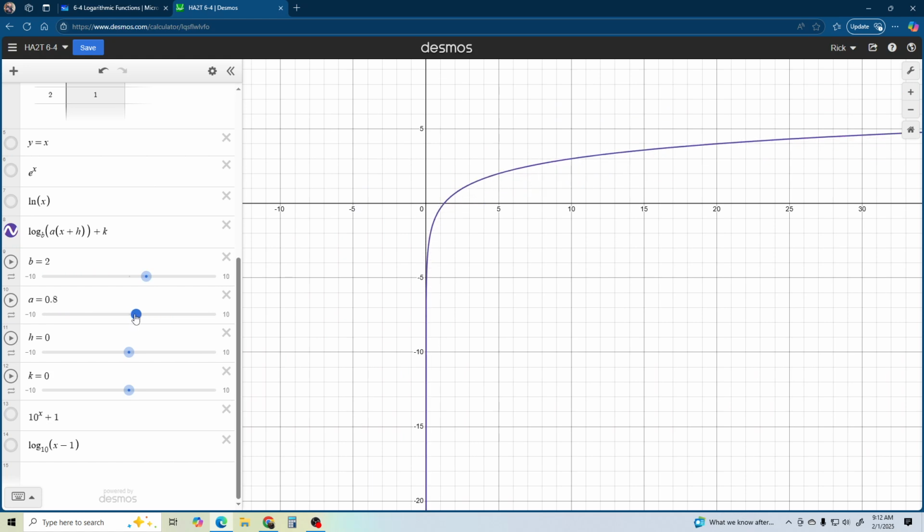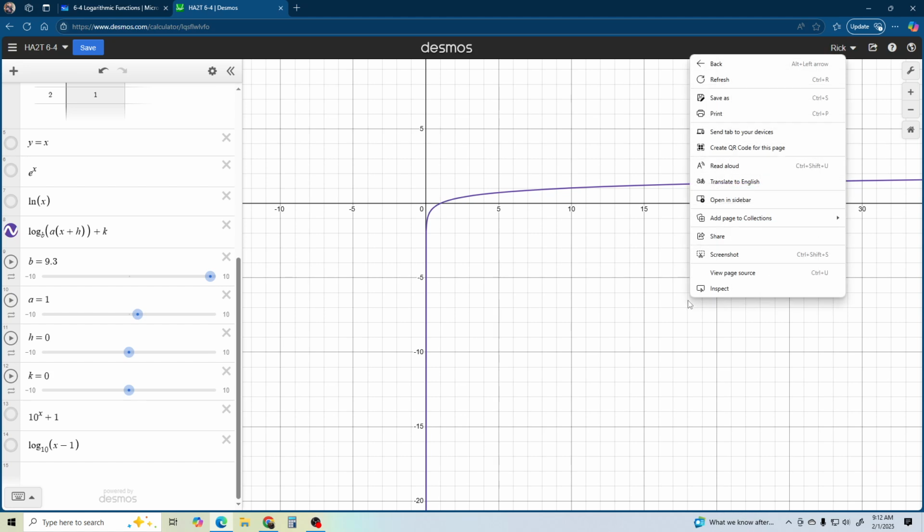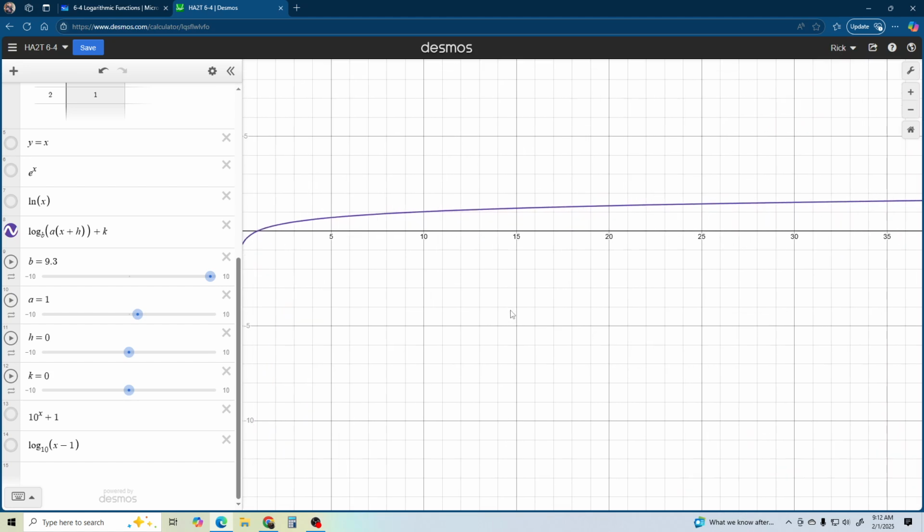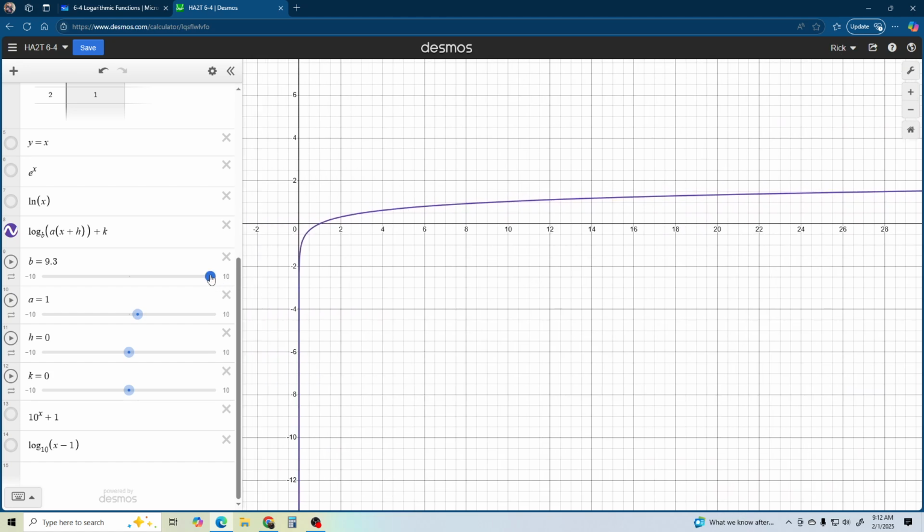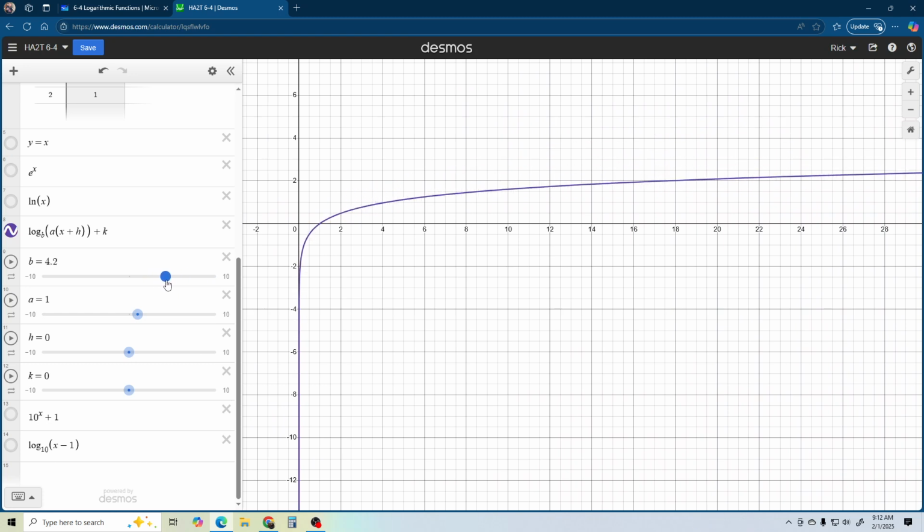Okay, well, a has to be 1. Now, what we'll notice is as b gets bigger and bigger and bigger, this is actually going to stretch our x values, right? Our x values are getting bigger faster. In other words, it's like our y values aren't really getting smaller. Our x values are just getting bigger so much faster, right?